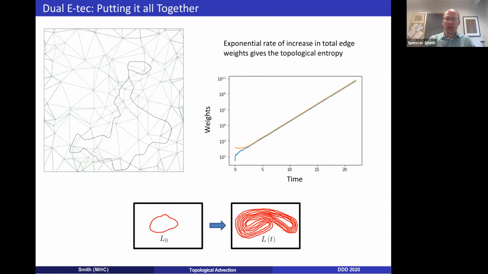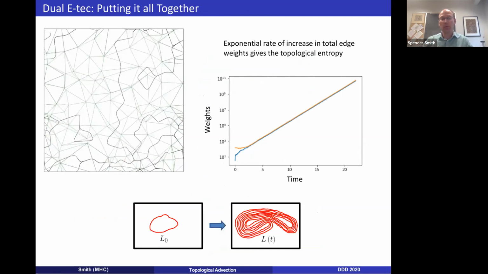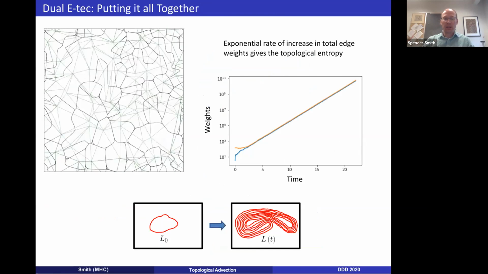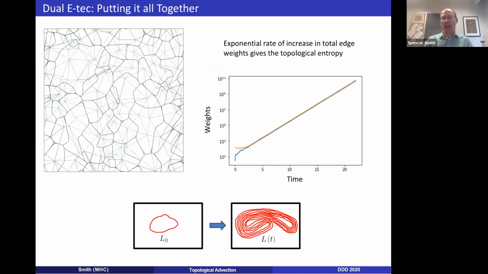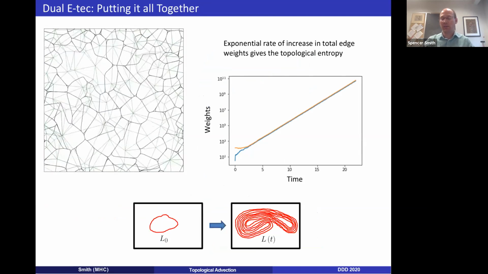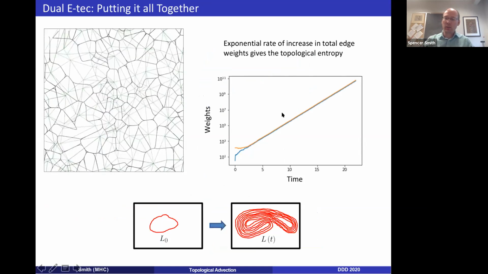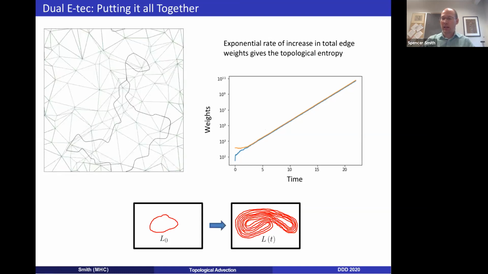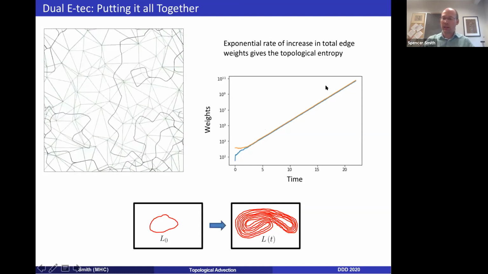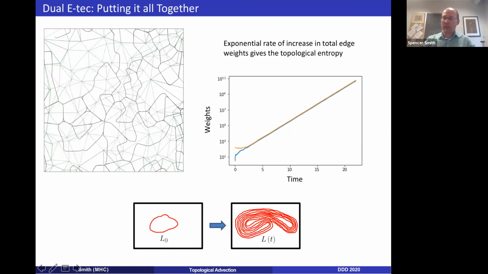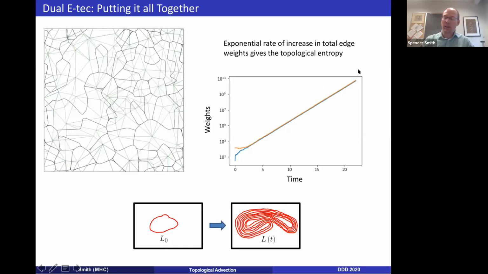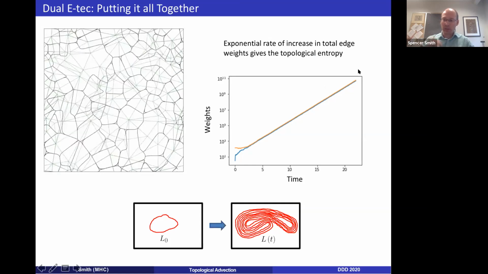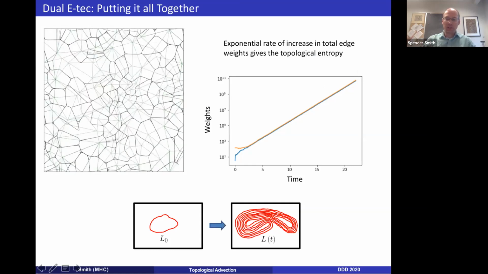So here I have a quadruple gyre, and these black lines are representing a curve that's being advected around. And over time, the weight of this curve is increasing. And here's a graph over here on the right of the log of the weights over time. And you can see it very quickly becomes a nice straight line. So therefore, it's an exponential, and the rate at which it increases is the topological entropy of this flow. So you can pull out the topological entropy very nicely.